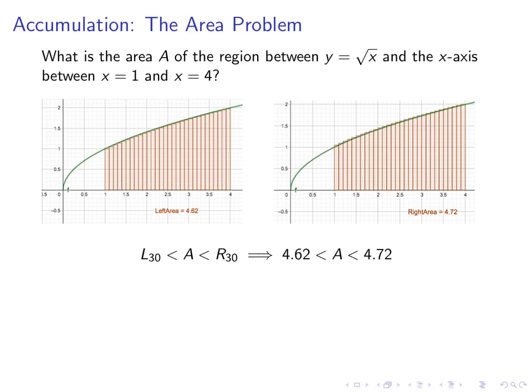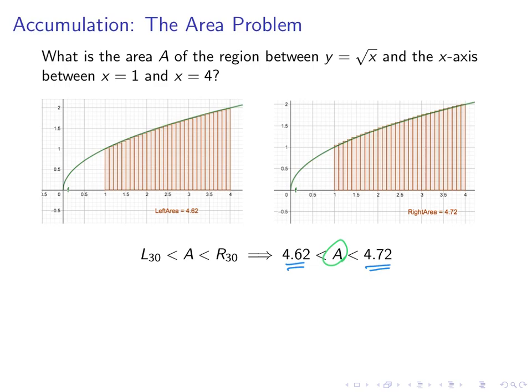Notice that the left rectangles and right rectangles are getting closer to each other. There's less of a gap between them, and so it starts to be more meaningful that we know the real area is in between these two. That's a lot more useful to know the areas between 4.6 and 4.7 than it is to know the areas between 4.4 and 4.9, like we had before.